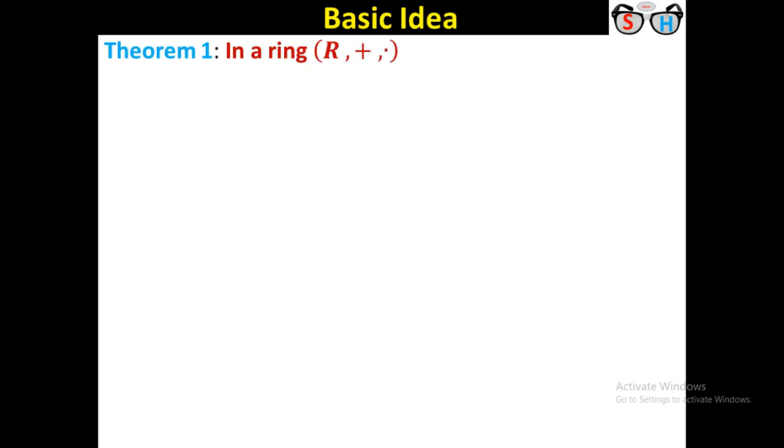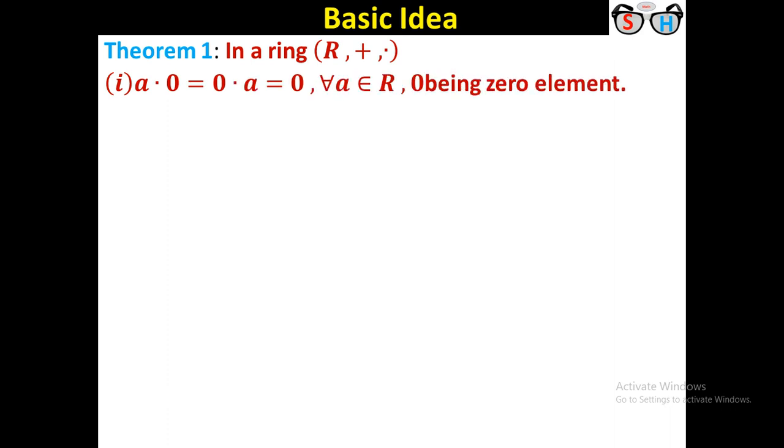Theorem 1. Here I prove some properties in a ring of elements. Suppose here in a ring R plus dot, you see that A dot 0 equal to 0 dot A equal to 0 for all A in R, 0 being the 0 element. If you multiply 0 with an element A in a ring, then the result will be 0. The product will be left or right, that does not matter, the result will be 0 in every ring. Okay.